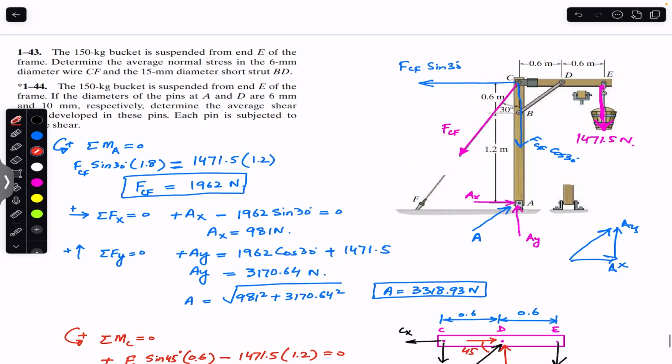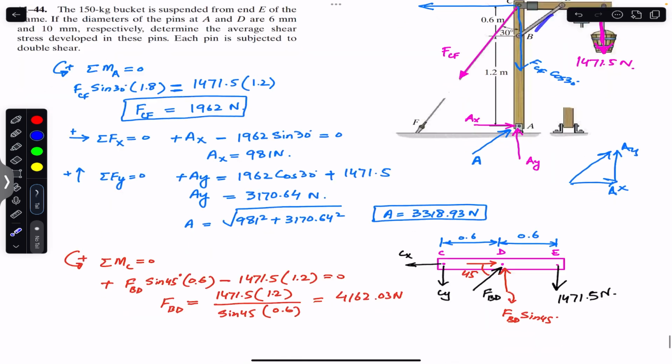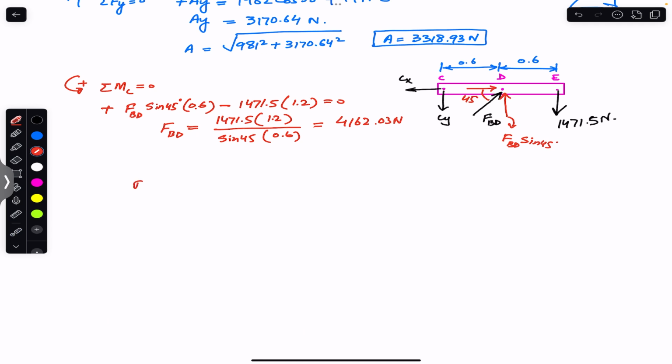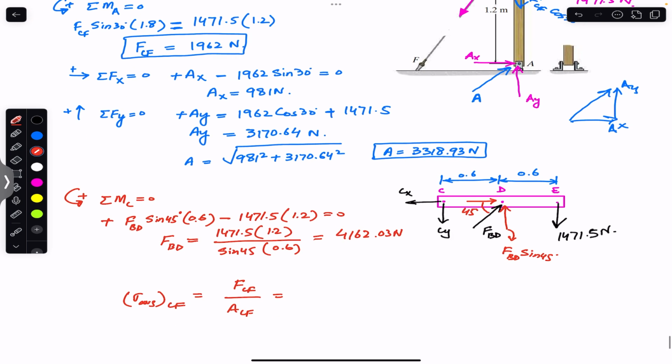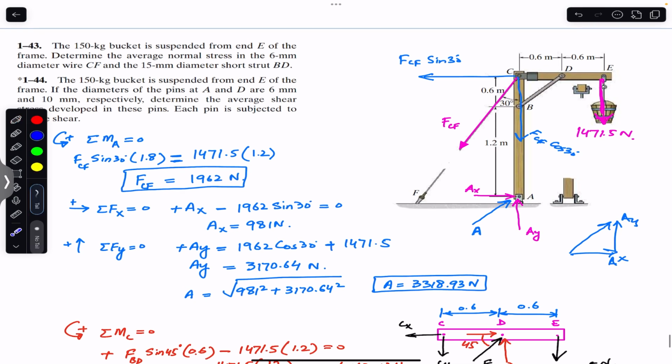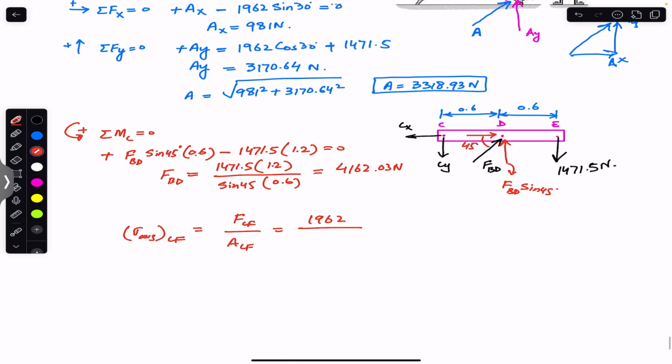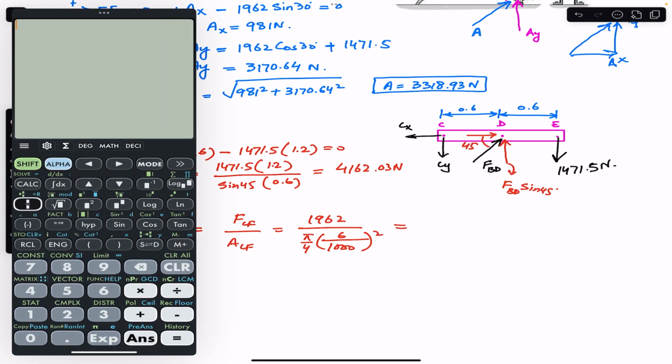So now, in the first problem, we were asked to find the average normal stress in the 6 mm diameter wire and this strut, right? So we can say that the average normal stress in wire CF will be equal to FCF divided by the area of the wire. So FCF is 1962, and the diameter of the wire is 6 mm, so divided by pi divided by 4 into d square, so 0.006 square. Or we can say 6 mm divided by 1000. So let me write it like this, since we want to have the answer in meters, right? So 6 divided by 1000 square. So this will give us the average normal stress in that wire.